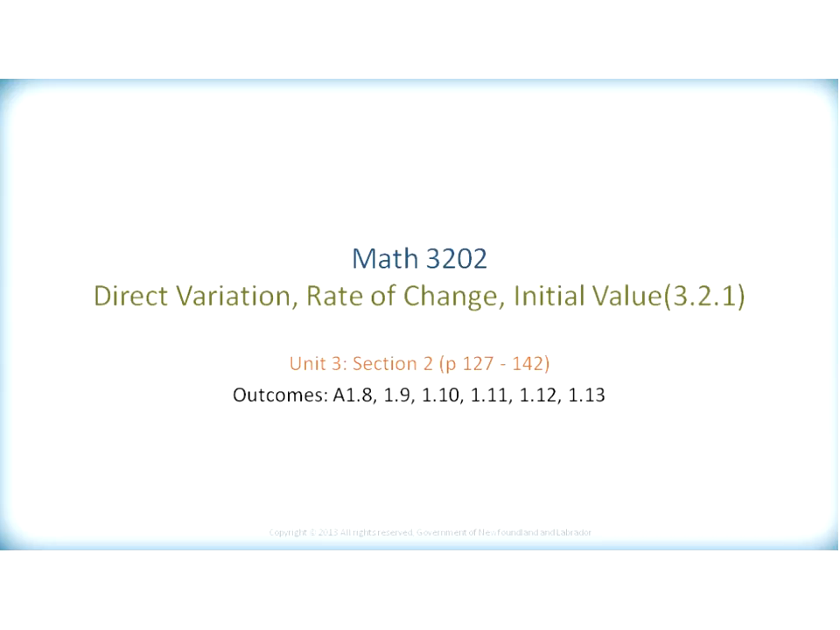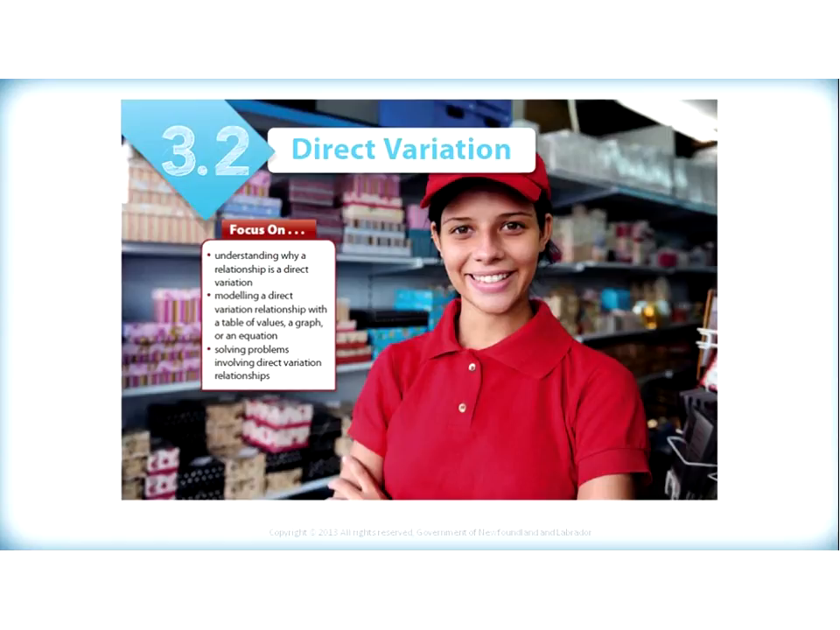In this video, we're going to look at a few questions with regards to direct variations and rate of change and initial values. So we're going to look at understanding why a relationship is a direct variation, modeling a direct variation relationship with a table of values, a graph, or an equation. We're going to do all three, and solving problems involving direct variation relationships.